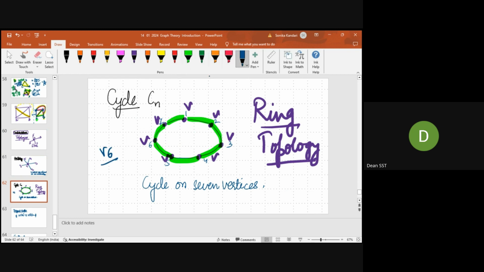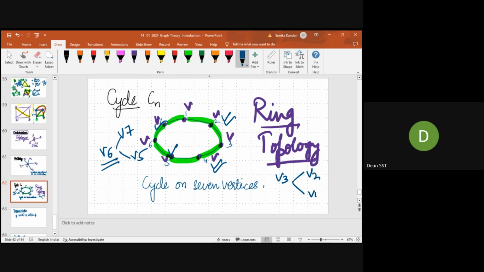VC is adjacent to which other vertices? V7 and V5. Yes, VC is adjacent to V7 and V5. Is it clear? Yes, ma'am. V3 is adjacent to which other vertices? V2 and V4.